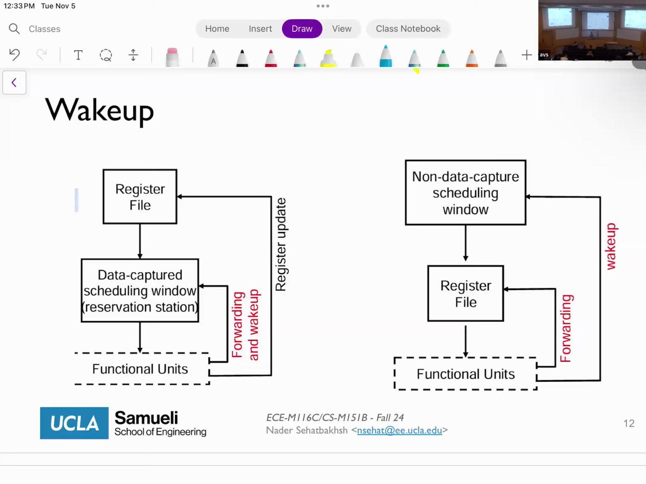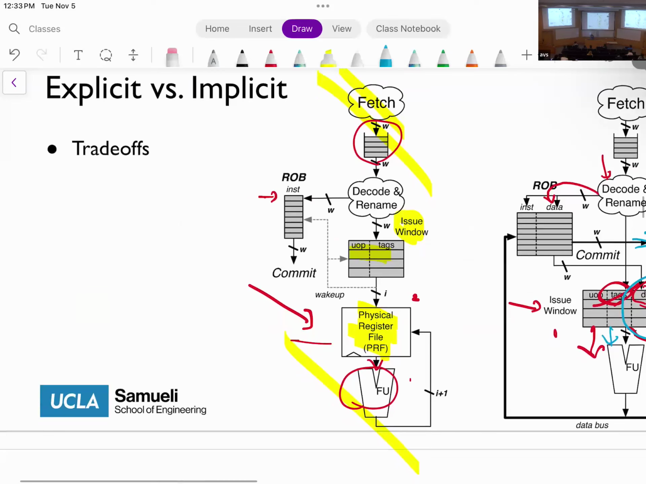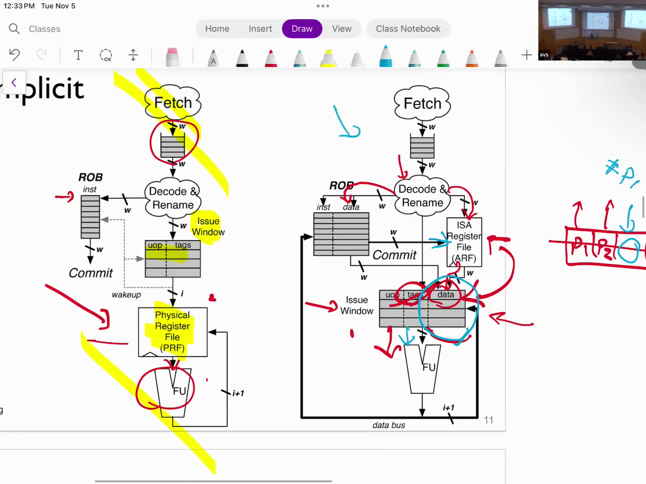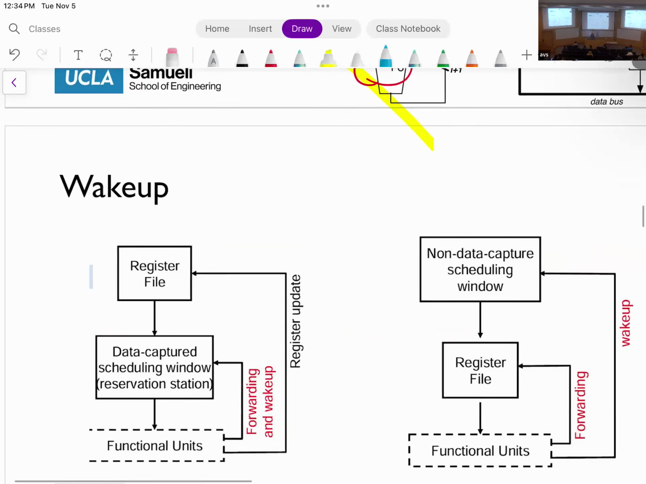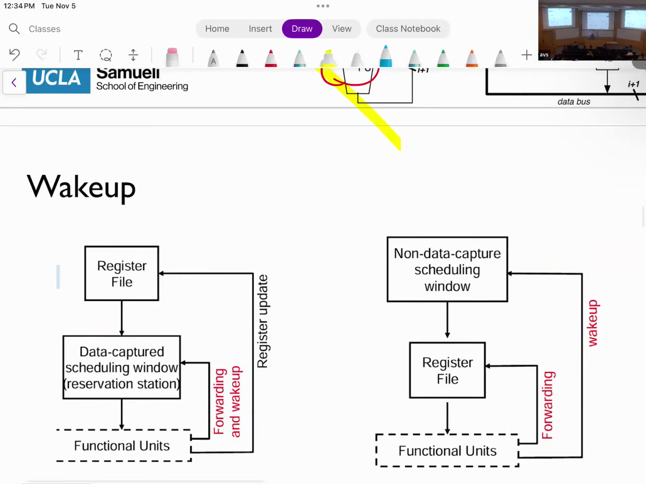So depending on where we read the data, our wake up strategy will be different, right? In the first case, this implicit case where we read it from the register file first and put it into the reservation station, versus the case where we put things into the reservation station and then read it from the register file. This is implicit versus explicit. The wake up logic and the forwarding logic will be different, okay?